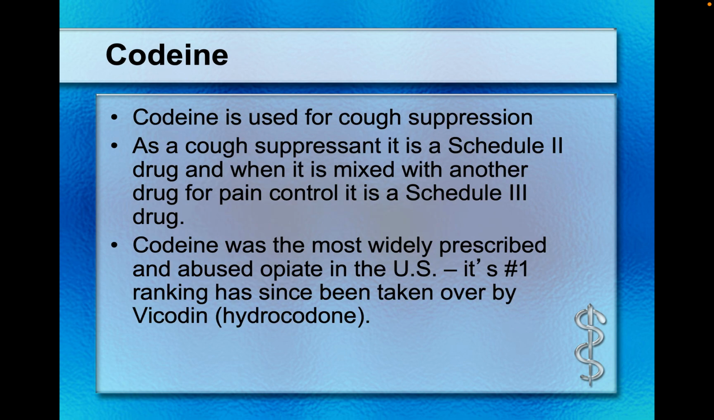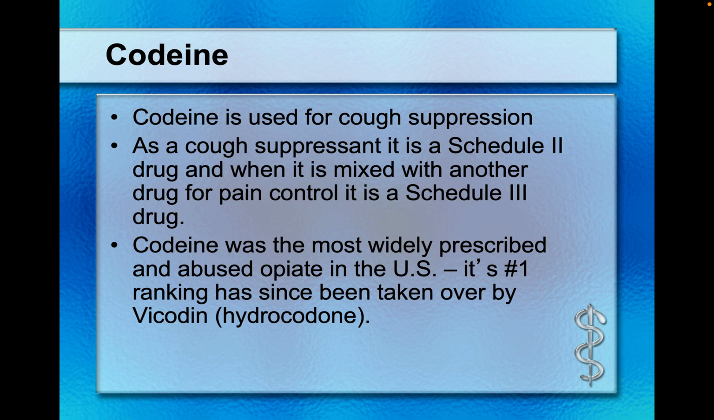Codeine is used for cough suppression. As a cough suppressant, it is a Schedule II drug, and when it is mixed with another drug for pain control, it is a Schedule III drug. Codeine was the most widely prescribed and abused opiate in the United States. Its number one ranking has since been taken over by Vicodin.